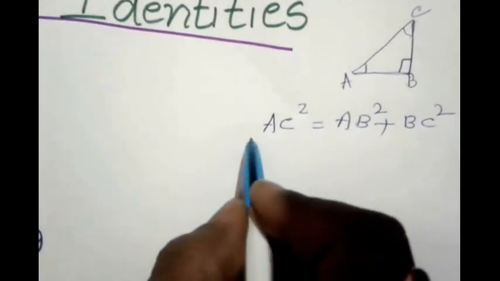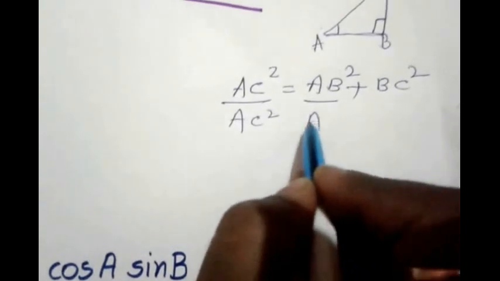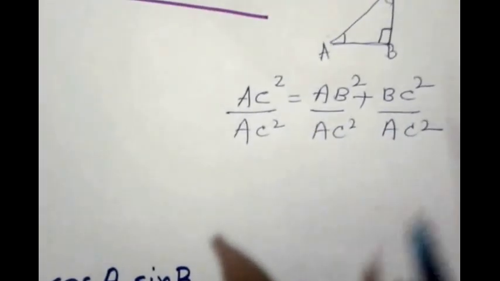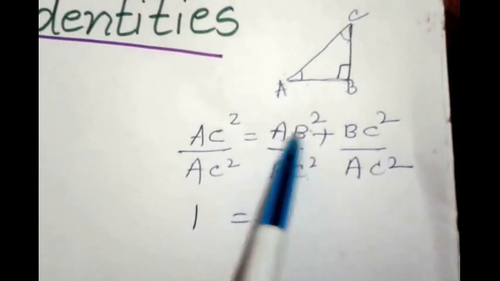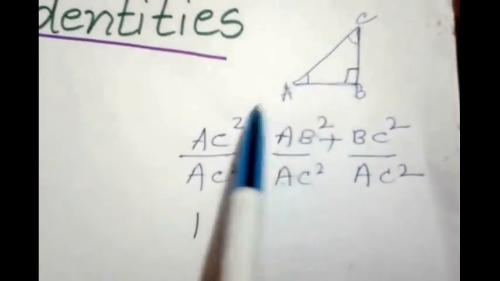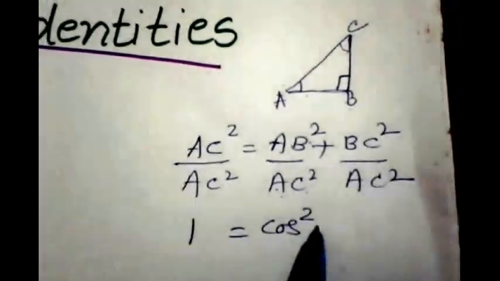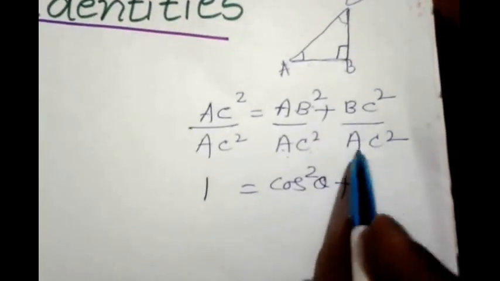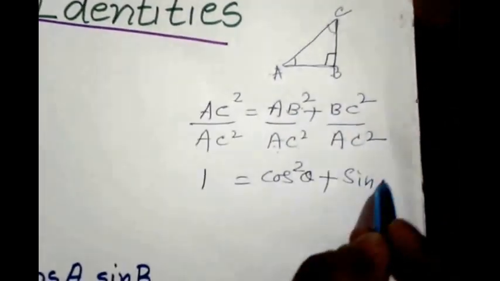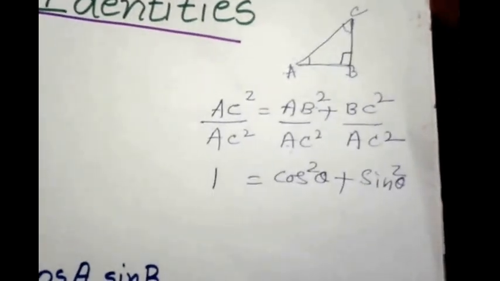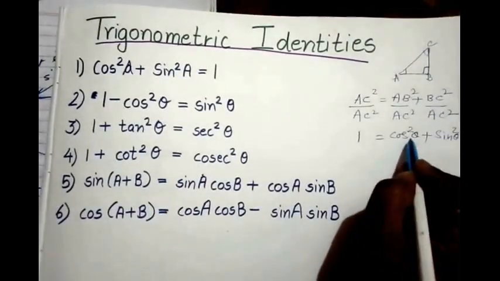Now, dividing both sides by AC square, we get 1 is equal to AB upon AC, that is base upon hypotenuse, which is cos square theta, plus BC upon AC, that is perpendicular upon hypotenuse, which is sin square theta. So it is equal to the first identity.